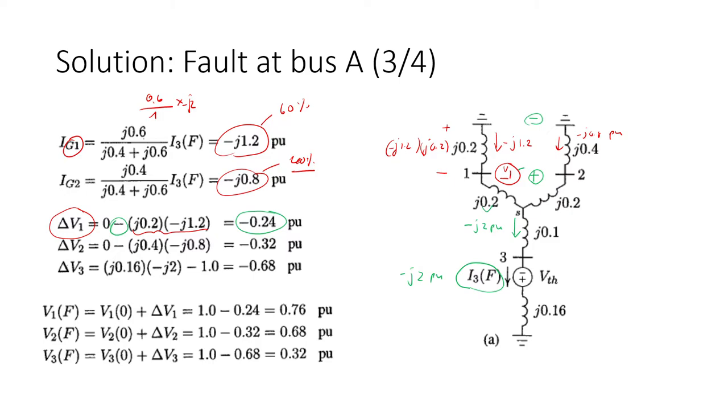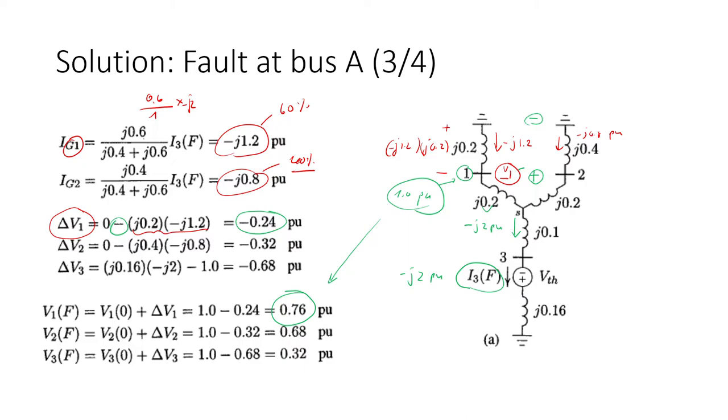This minus sign indicates that once there is a fault at bus 3, the initial voltage at bus 1, which is assumed to be at the rated capacity of 1.0 per unit, will be reduced by 24%. Due to the current flow here, it would create the voltage drop of minus 0.24. The initial condition was 1 per unit, so the drop of 0.24 means that after the fault, the voltage at bus 1 will be reduced by 24% to 76%, or 0.76 per unit.